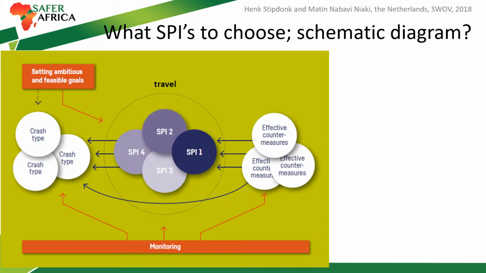For your SPIs to measure and monitor, you need to have both a safety problem, such as the crash types that are related to your SPI, and a safety measure that helps you improve the safety and reduce the number of these crashes. We seek such groups of crashes and measures that are mutually connected through an SPI.